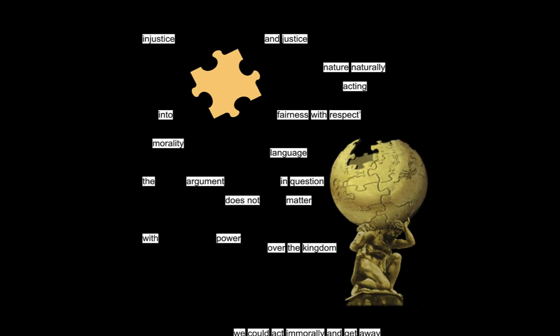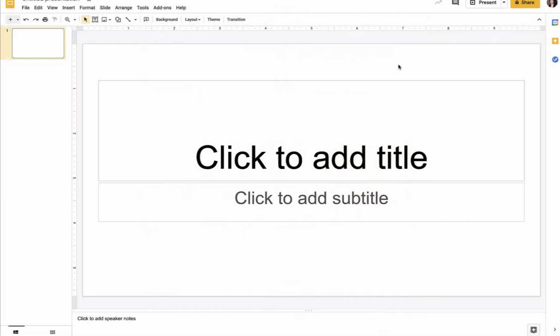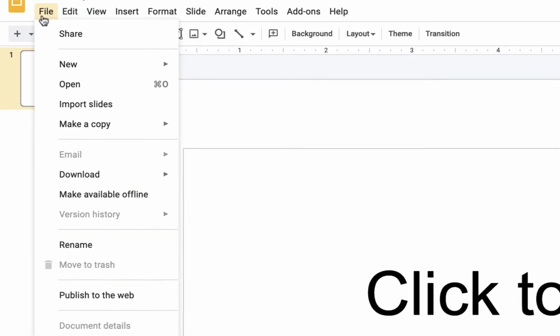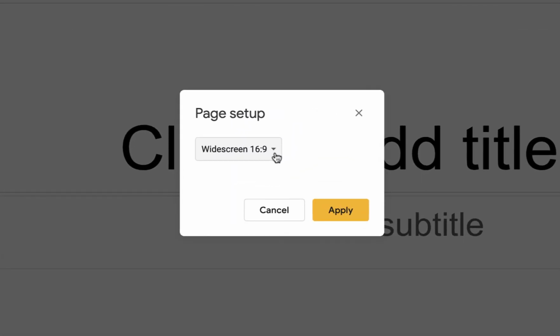In this video, we'll be looking at how to create a digital version of a blackout poem using Google Slides. To begin, let's look at the page setup options in Google Slides. Click the File menu. Scroll down to the Page Setup option. Under the Page Setup options, click Custom.